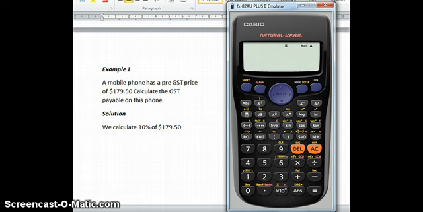Our first example involves a mobile phone. It has a pre-GST price of $179.50. You're asked to calculate the GST payable on this phone. Now, the GST in Australia, as said before, is 10%.